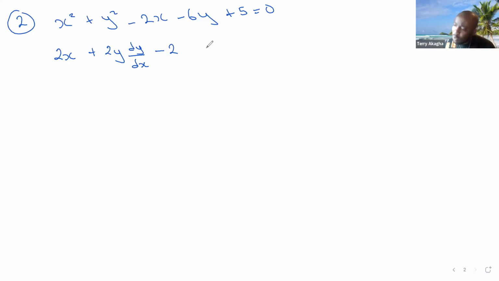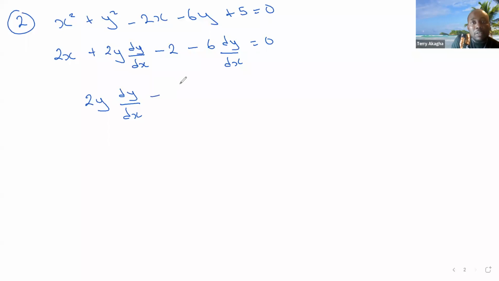I think I have the wrong question. Yeah, I think it's correct. So minus 6y is going to give me minus 6 dy over dx. I differentiate 5, it's going to give me 0. So I collect the like terms. I take 2x and minus 2 to the other side. So I'm going to have 2y dy over dx minus 6 dy over dx is equal to 2, taking minus 2 to the other side, and minus 2x, taking 2x to the other side.